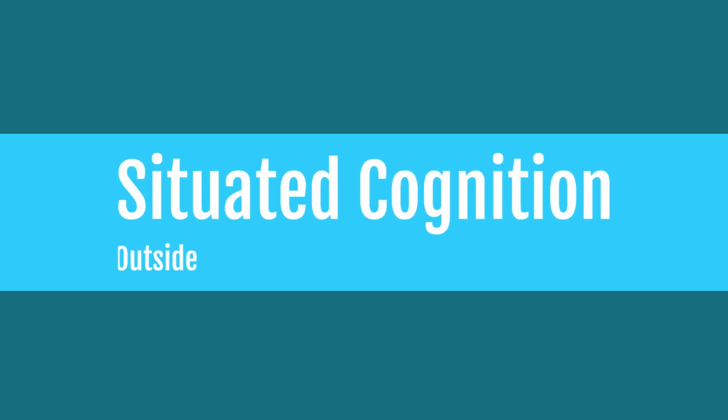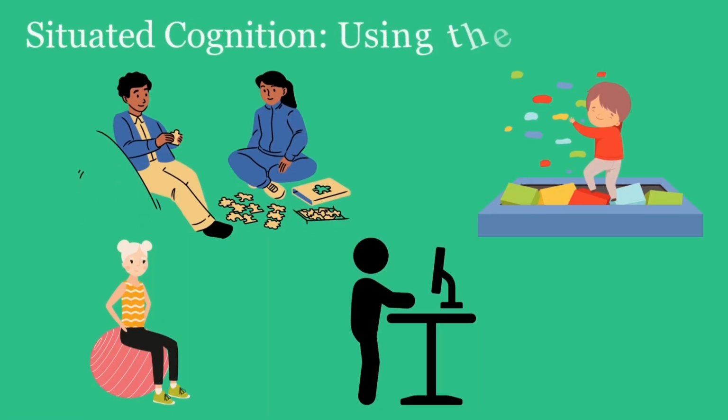Situated cognition. Examples of situated cognition include creating organized learning spaces, providing flexible seating options, encouraging students to actively participate in the design of the classroom environment, and allowing students to personalize their individual learning spaces.